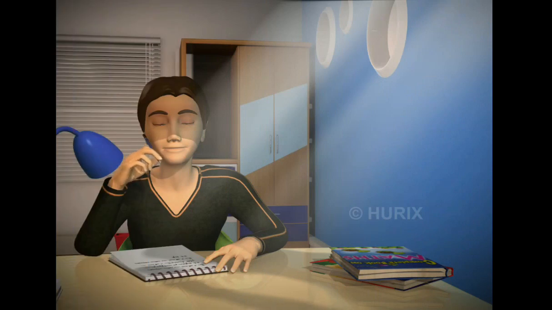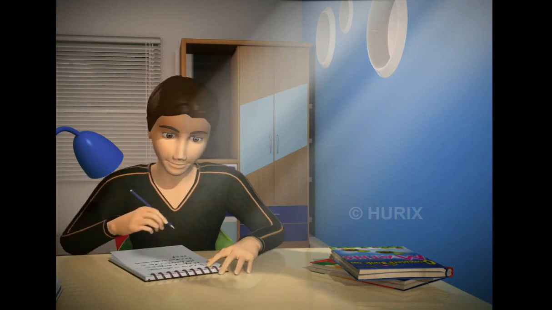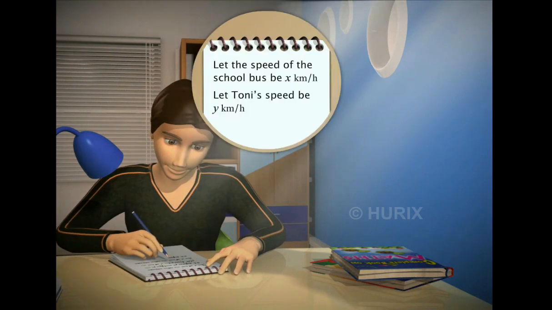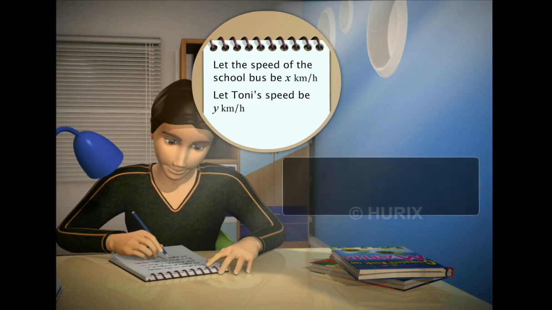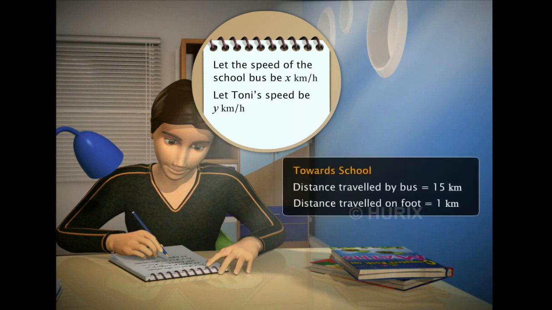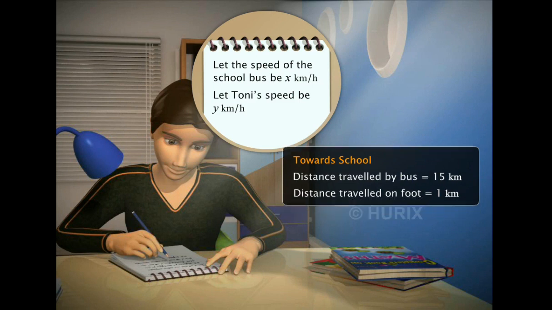Tony recalls that he can find his speed and the speed of the bus by setting up linear equations involving two variables. So, Tony assumes the speed of the bus to be x kilometer per hour and his speed to be y kilometer per hour. Now, Tony covers 15 kilometers by bus at the speed of x kilometer per hour and 1 kilometer by foot at the speed of y kilometer per hour. Also, Tony took 1 hour for the entire journey.